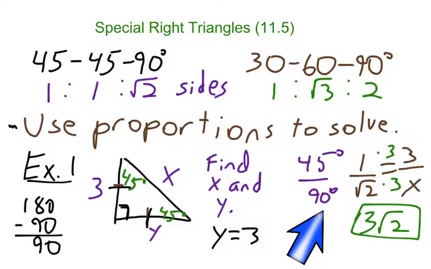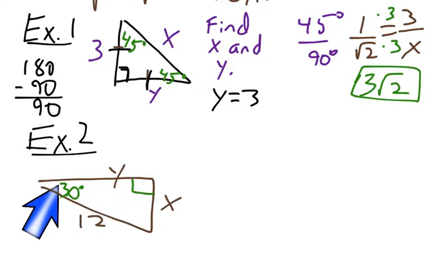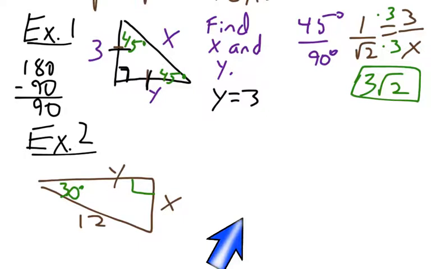Alright, next up we're going to do a 30-60-90. Jot this figure down with me. We have a 30, a 90, and I don't know the other angle, but it's pretty easy to find, right? 90 plus 30 is 120, and 180 minus 120, and sure enough, this is a special triangle because it's a 30-60-90. So I'm going to fill that one in. It has 60 degrees.